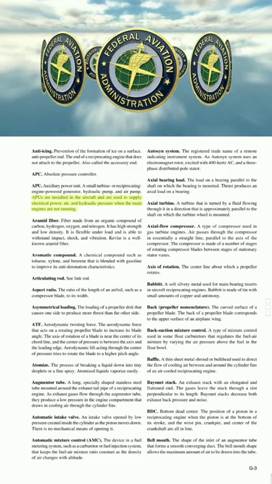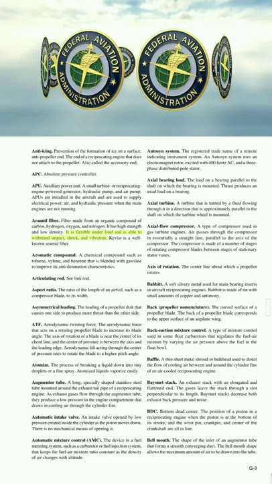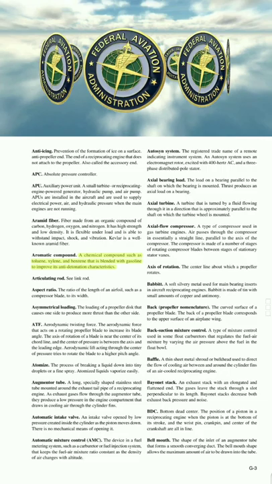Aramid fiber. Fiber made from an organic compound of carbon, hydrogen, oxygen, and nitrogen. It has high strength and low density. It is flexible under load and is able to withstand impact, shock, and vibration. Kevlar is a well-known aramid fiber. Aromatic compound. A chemical compound such as toluene, xylene, and benzene that is blended with gasoline to improve its anti-detonation characteristics.